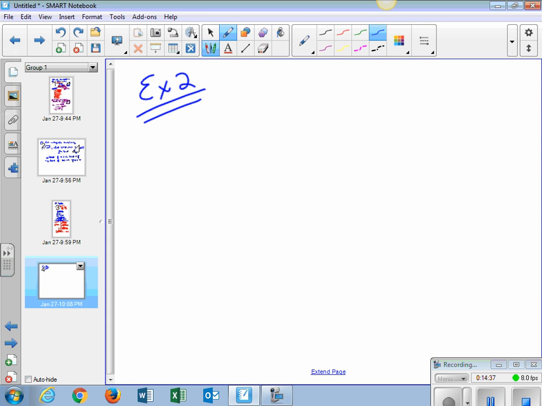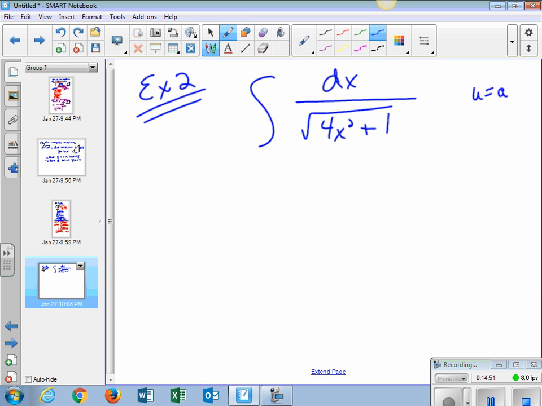I'll be drawing my little triangle. So I have dx for number 2 all over the square root of 4x squared plus 1. Okay, so I'm looking at this and I have a u squared plus a squared. So I'm thinking I'm going to let u be equal to a tangent of theta. That's what my brain is thinking.